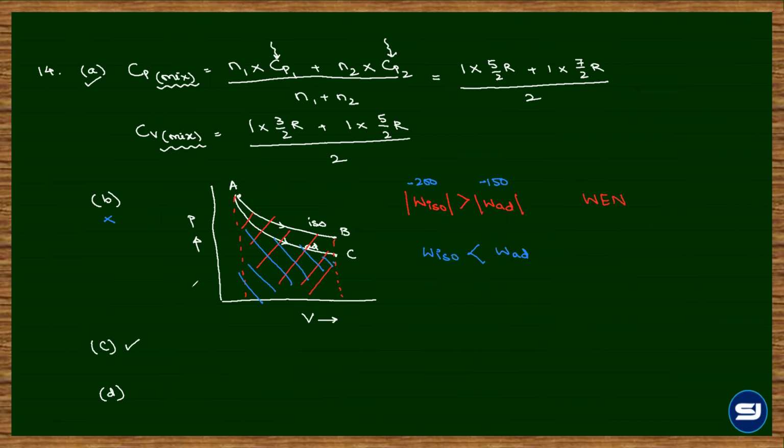Q_V is equal to m C_V delta T. Q_V is equal to n into C_V into delta T. Now, the heat which is utilized in increasing the energy of a monoatomic gas. So, what do you know about that? C_V is 3 by 2 R.